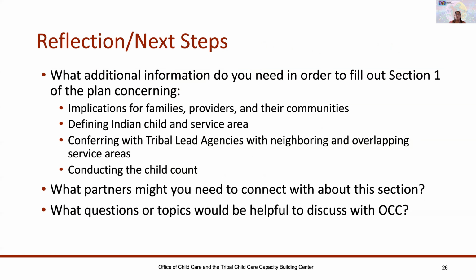Okay, so we will leave with reflections and next step questions that you may potentially ask. So what additional information do you need in order to fill out section 1 of the plan concerning implications for families, providers, and their communities, defining Indian child and service area, conferring with tribal lead agencies with neighboring and overlapping service areas, and conducting the child count. So some additional questions to consider is what partners might you need to connect with about this section? And what questions or topics would be helpful to discuss with the Office of Child Care?